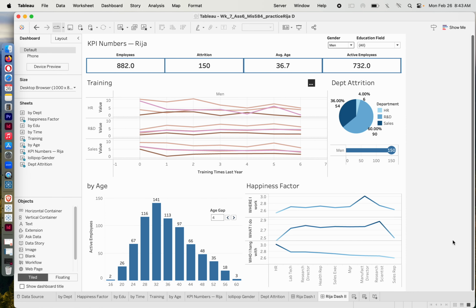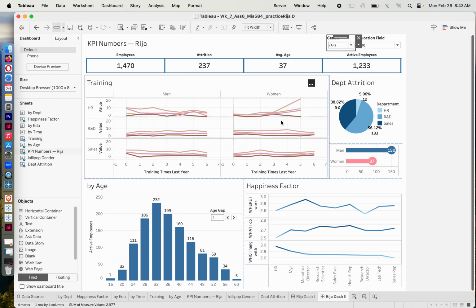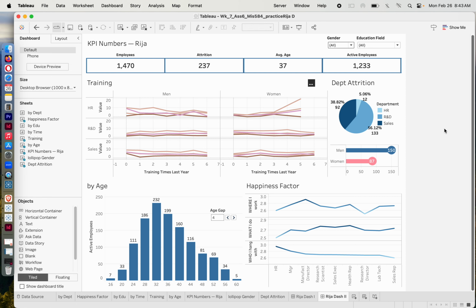If we look at dashboard 2, we can look at the training. And so we'll see that the women actually have way more training than the men. So that could be a difference. And then again, here you've got the age gap. You can play with this.